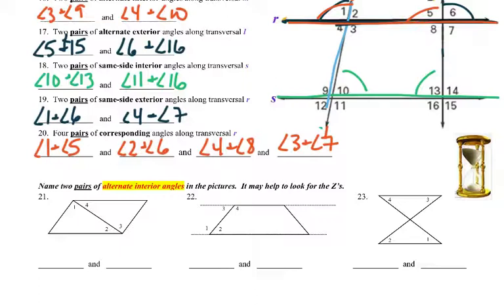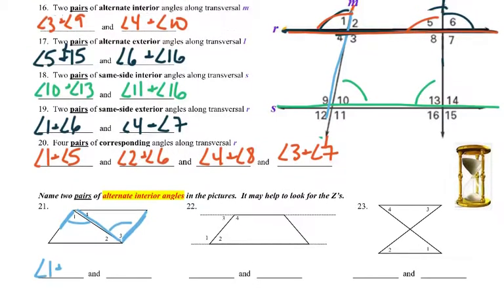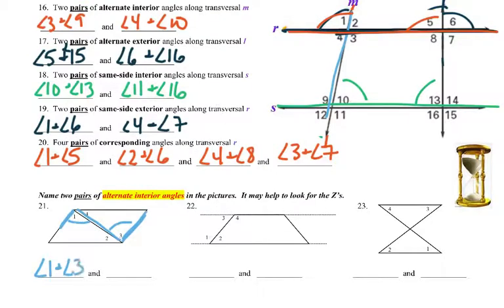The last thing, finally, right? So finally, we're looking at alternate interior. These are really the ones we're going to use the most. And I call these the Z angles because they kind of make a Z. I mean, it's a creative Z. But it would be here, angle 1 and angle 3 are the alternate interior angles. And then I have a backwards Z here with angle 2 and angle 4.